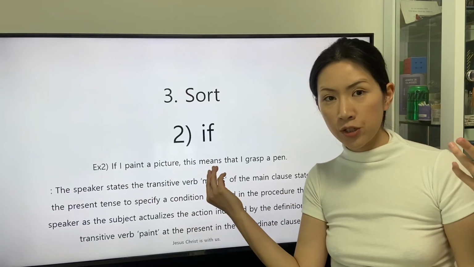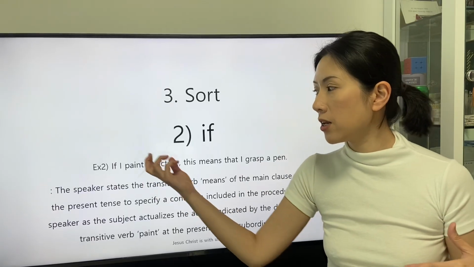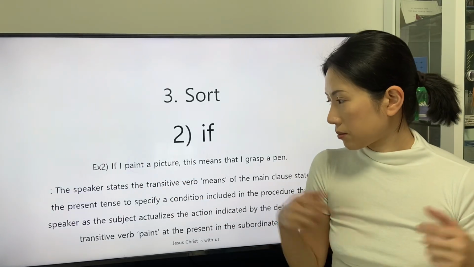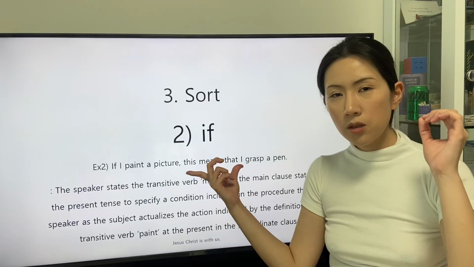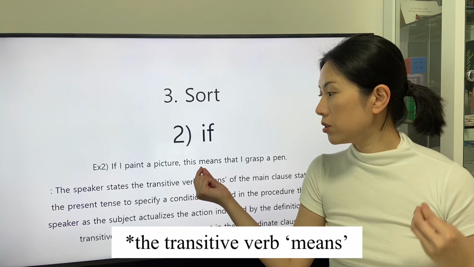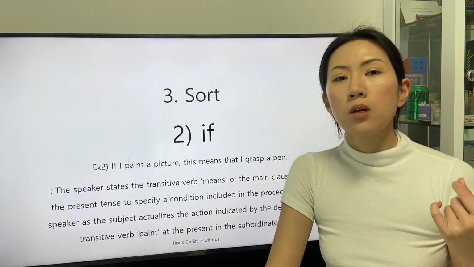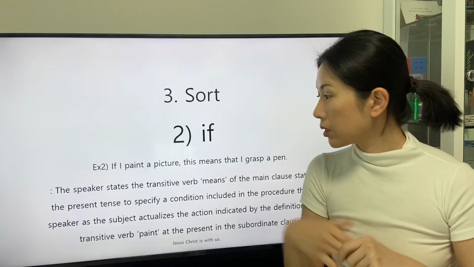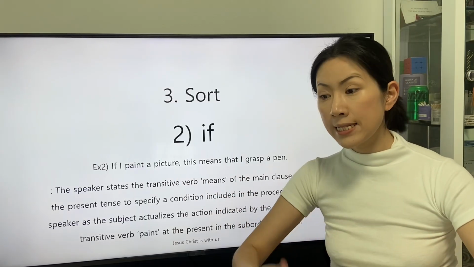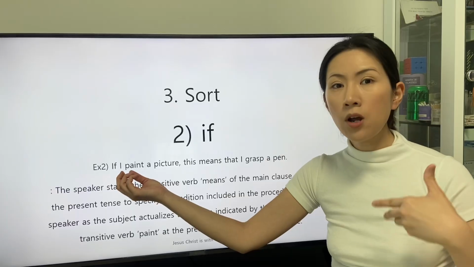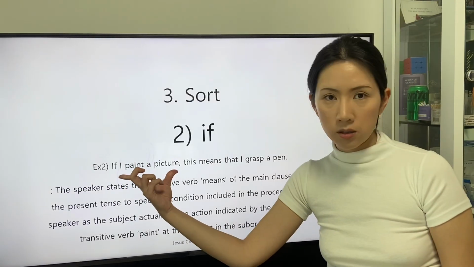Let's consider the relationship between the subordinate clause and the main clause. The speaker at the present actualizes the action indicated by the transitive verb paint. While the speaker actualizes the action, the main clause states of the action that the speaker currently actualizes at the present. So we can consider that the definition of the transitive verb means in the main clause is able to be stated on the premise that the speaker already actualizes the definition of the transitive verb paint stated in the subordinate clause.